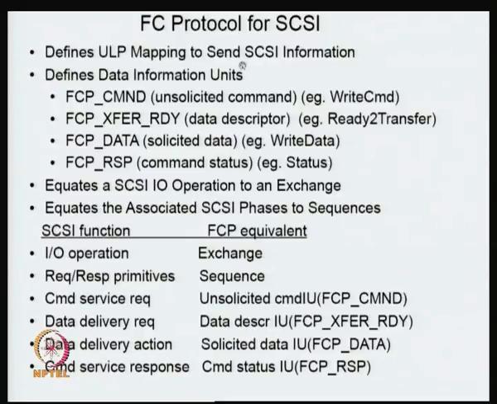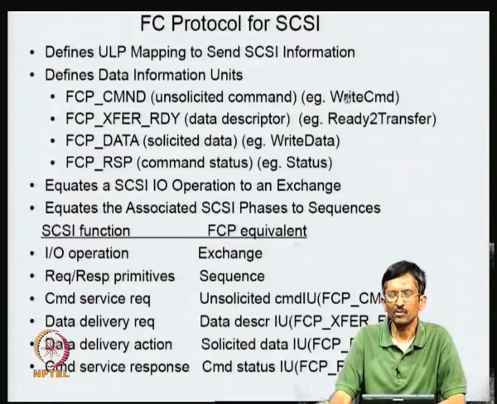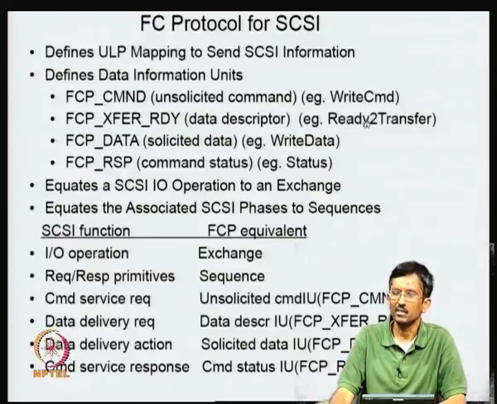We saw in the SCSI protocol that you have things like write commands, that is what the initiator tries to do. Then the target, after having allocated buffers, says I am ready to receive your packets, so it sends a ready to transfer. Then the initiator sends the data, and then once the data transfer is done, the target sends back a status. So these things have to be mapped to the FCP protocol data units. That's basically what I'm calling a map.